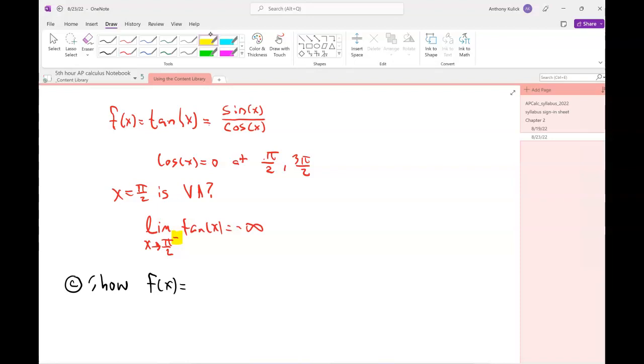Could it also be positive pi over 2? Yes, that would also be fine. And could also do like 2 pi over 2. 3 pi over 2 would also be fine.